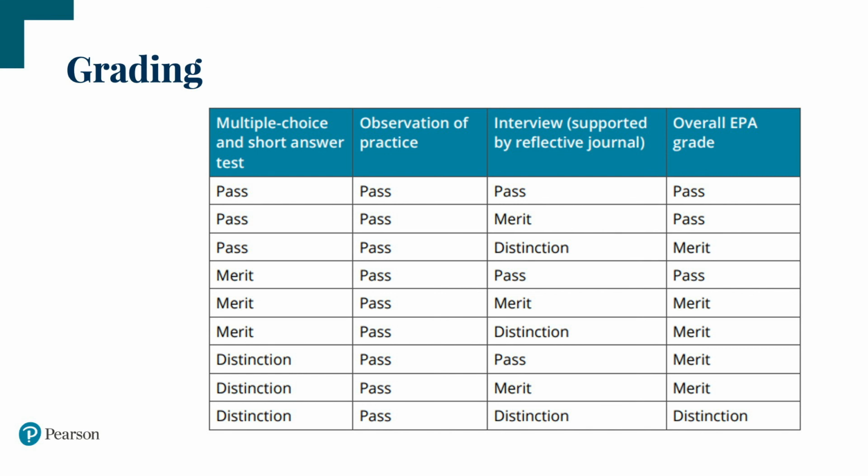But beyond this, you can see that there's a balance between the grade that they get around pass, merit and distinction for the multiple choice and the interview in terms of the overall endpoint assessment grade. So to be really clear, to achieve a distinction in the overall endpoint assessment, they would need to achieve a distinction in the multiple choice question and the interview.